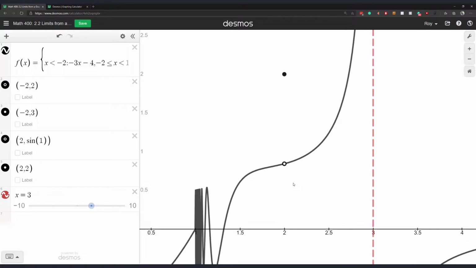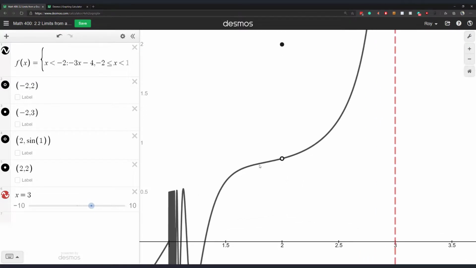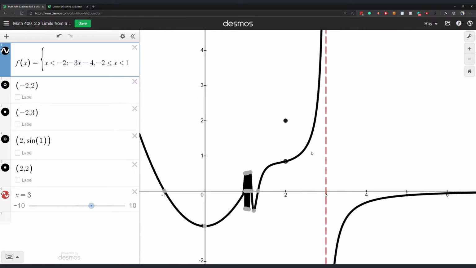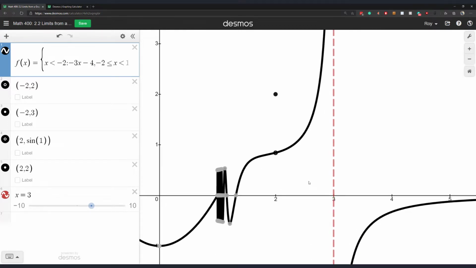Let's take a look at x equals 2. As x approaches 2 from the left, the outputs are approaching 0.84. As x approaches 2 from the right, the outputs approach 0.84. Those match, so therefore the limit as x approaches 2 must be 0.84. Notice that I'm not worried about this asymptote here because that's a different conversation for a different day.